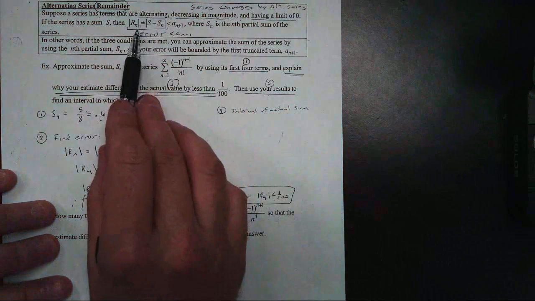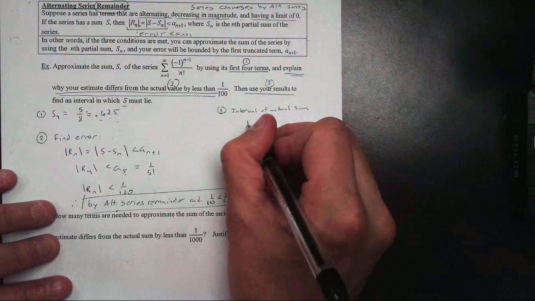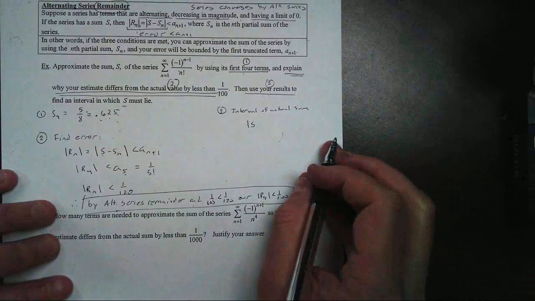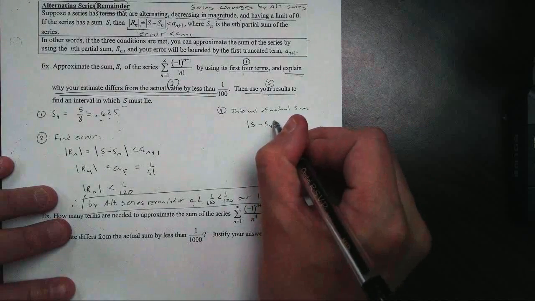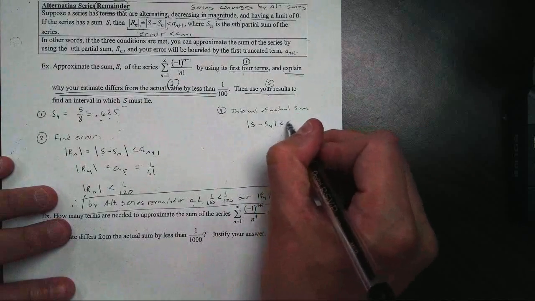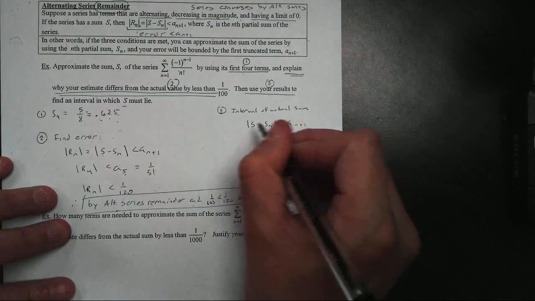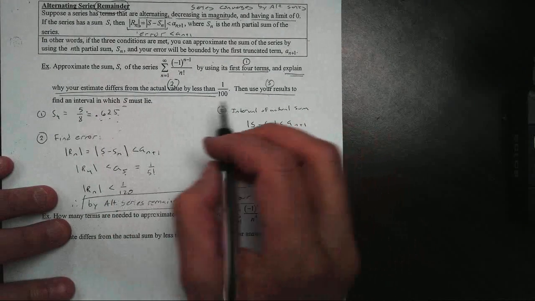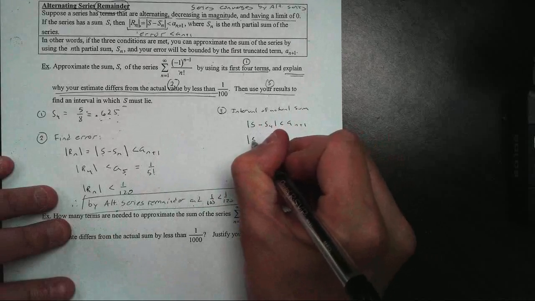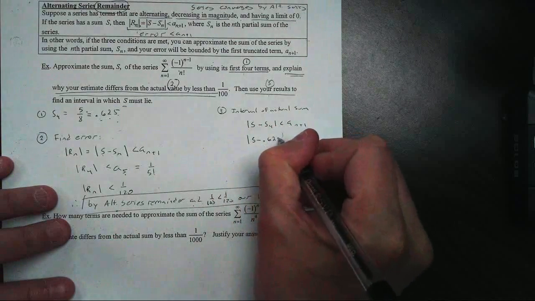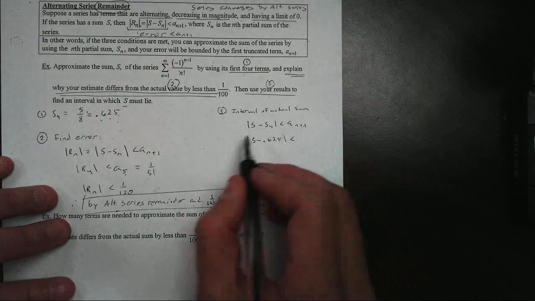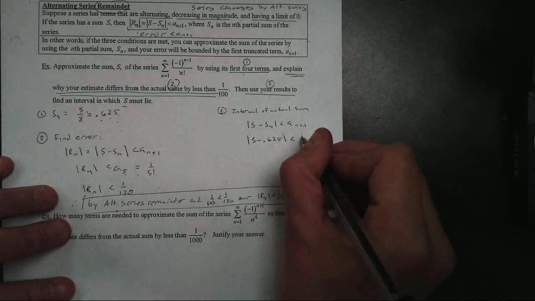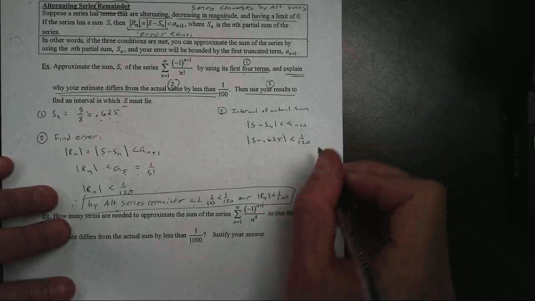And again, I can use my rule up here. It says that the difference between my actual value and the first 4 terms of my sequence has to be less than my next term. Well, I know S sub 4. I found that right here. So this is just S minus 0.625. We know that it has to be less than my next term, a sub 5, which we already have here, which we know is 1 over 120.